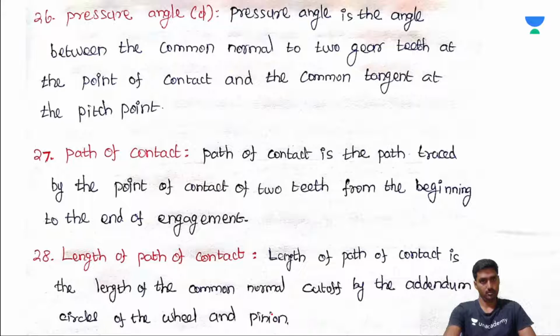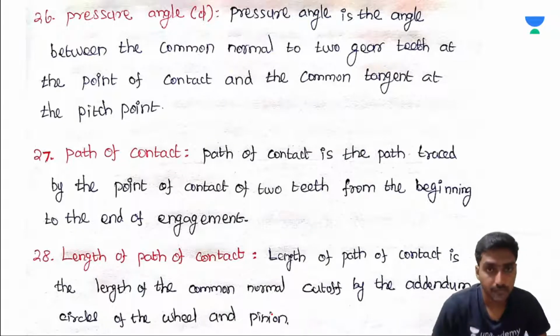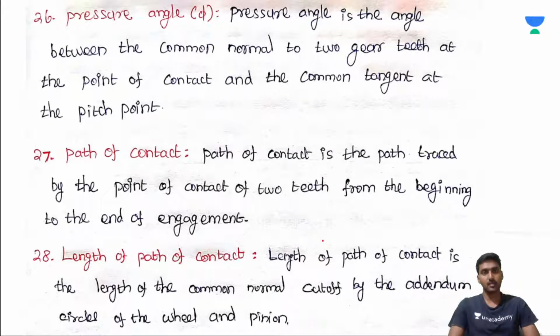Okay. Pressure angle. Pressure angle is the angle between the common normal to the two gear teeth at the point of contact and the common tangent at the pitch point. It is called the pressure angle.